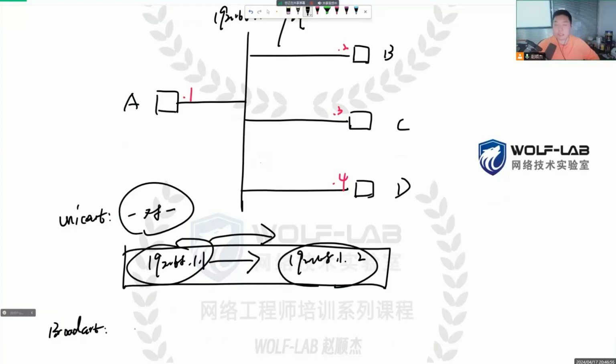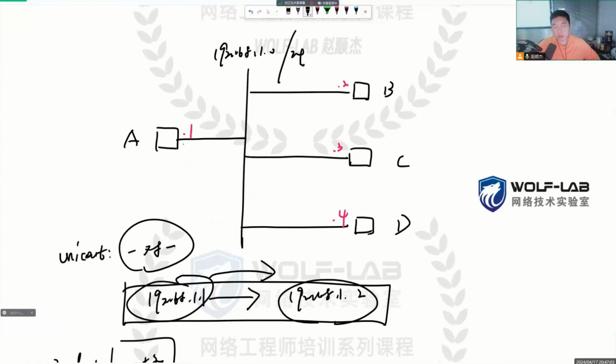192.168.1.0/24. So in this network segment, the first 24 bits are the network bits and the last 8 bits are host bits. When all host bits are 1, this address is 192.168.1.255. So this is the broadcast address in our subnet.